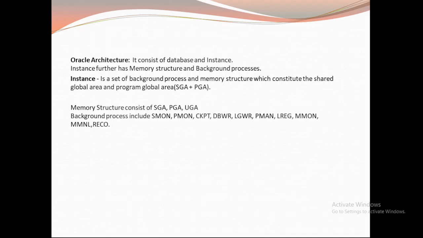The instance is a set of background processes and a memory structure which constitute the System Global Area and Program Global Area. You can have more than one instance in RAC, Real Application Clusters. You can have more than one node for the Oracle instance. But on a single node, you can also have more than one instance of the Oracle database. Each instance consists of background processes and a memory structure.